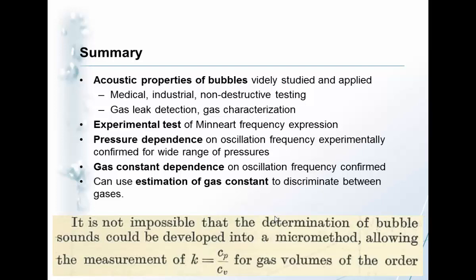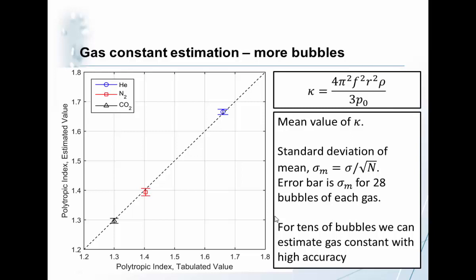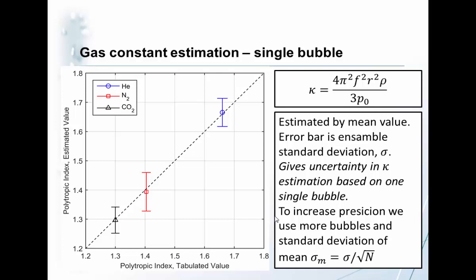Well, in this experiment, we have plotted a tabulated value that we know, because we have very pure gases for this experiment, against the estimated value. So later on, we could try with an unknown gas, basically, and then find the gas constant under these assumptions, of course. Also the density? Also the density of the gas, yeah. Depends on pressure.